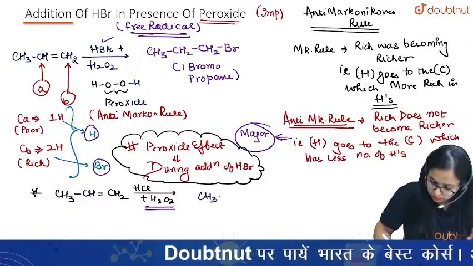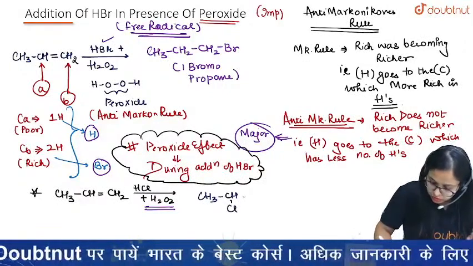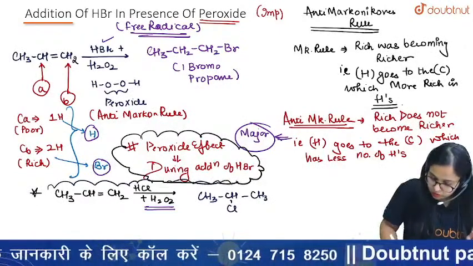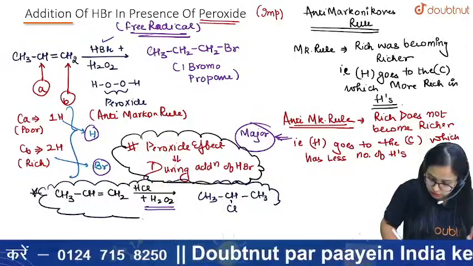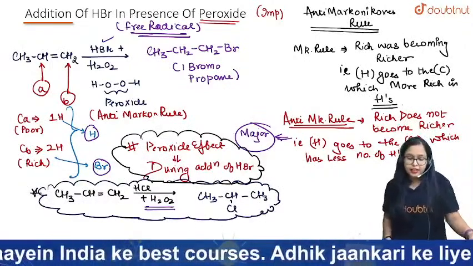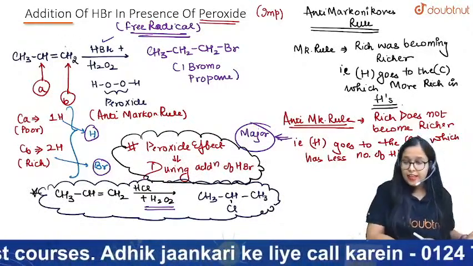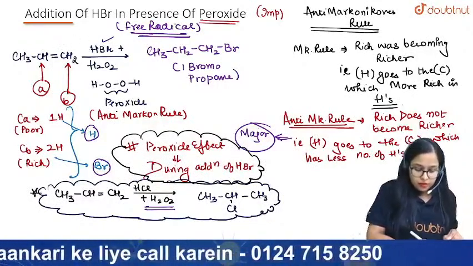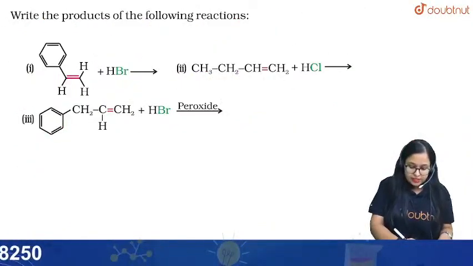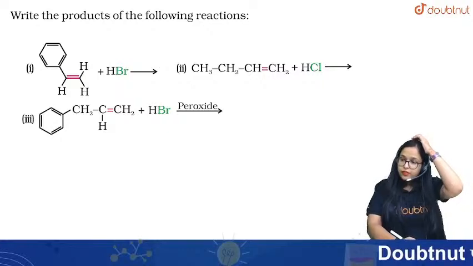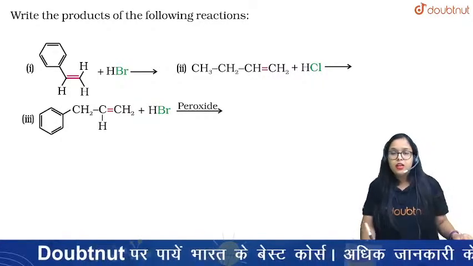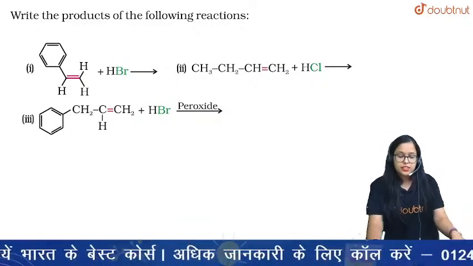The major product will be 2-chloropropane. I repeat, peroxide effect or anti-Markovnikov rule, while addition of your hydrogen halide to an alkene, is only possible for HBr addition. Neither HI nor HCl leads to formation of haloalkane via anti-Markovnikov rule in presence of peroxide. Right. So this is the NCERT question.